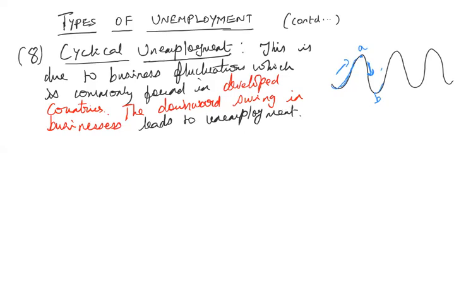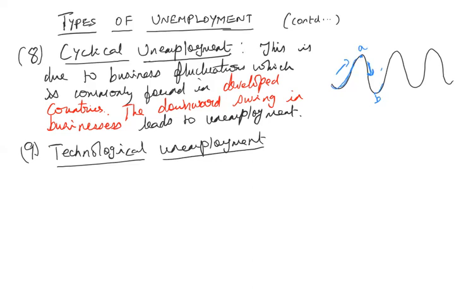Okay. Then the next type of unemployment is technological unemployment. I think this is quite simple to understand. Whenever a new technique of production, new technique of organization, new technique of marketing, any new technique is being invented, during that period of time the laborers will be replaced by machinery. So that is technical unemployment.